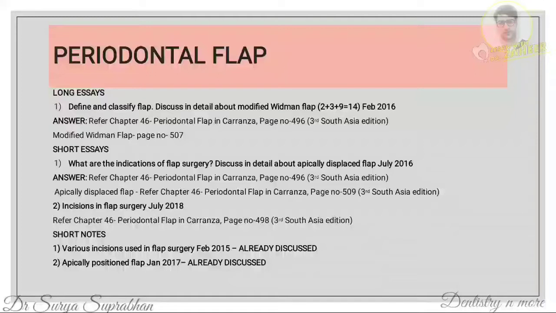Then coming to the next question, that is incisions in flap surgery. For that you have to refer chapter 46, Periodontal flap, page number 498. The incisions are mainly of 2 types, horizontal and vertical. Horizontal can be further divided into internal bevel incision and crevicular incision. You have to write 2-3 lines about each of them. Next question is also the same, various incisions used in flap surgery, and then apically positioned flap I have already discussed.